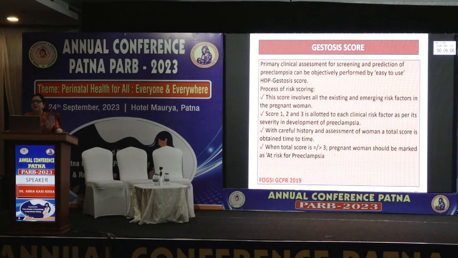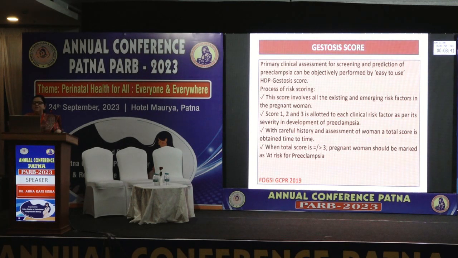So now what if we take the history and the examination findings? This I think all of us should know, and all of us should have this copy on a table, because this is the gestosis score, and this scoring is mainly done by Indian authors and Indian researchers. So at least this gives us a guide on how we know that this patient can develop preeclampsia later on.